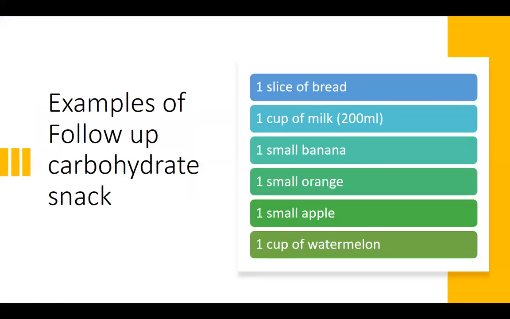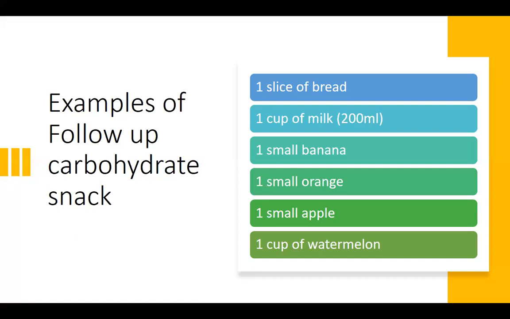What about examples of carbohydrate snacks? Now, remember I said, once you correct the low sugar, you want to follow that up after 15 minutes with a snack. Now, the snack should be 15 grams, which technically means 1 slice of bread, a cup of milk, a small banana. But if you don't have small bananas, you can have a large banana and divide it into half. A small orange, but if it is a big orange, cut it into half. A small apple or a cup of watermelon.